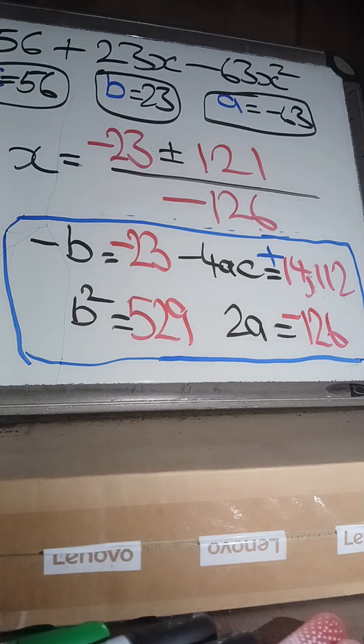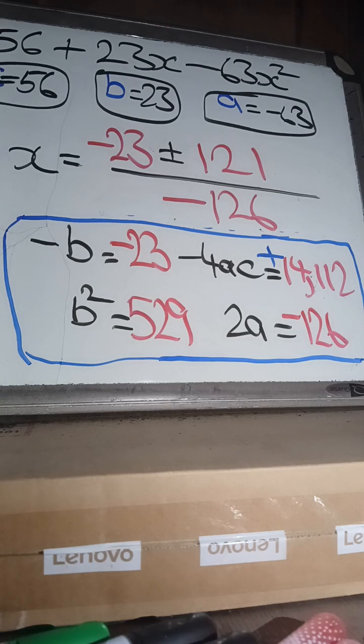49 plus 49 is 98. Okay, alright. Then now on the other hand, yeah, 121 plus 23 is 144. So the two possibilities are a positive 98 over minus 126, or minus 144 over minus 126.